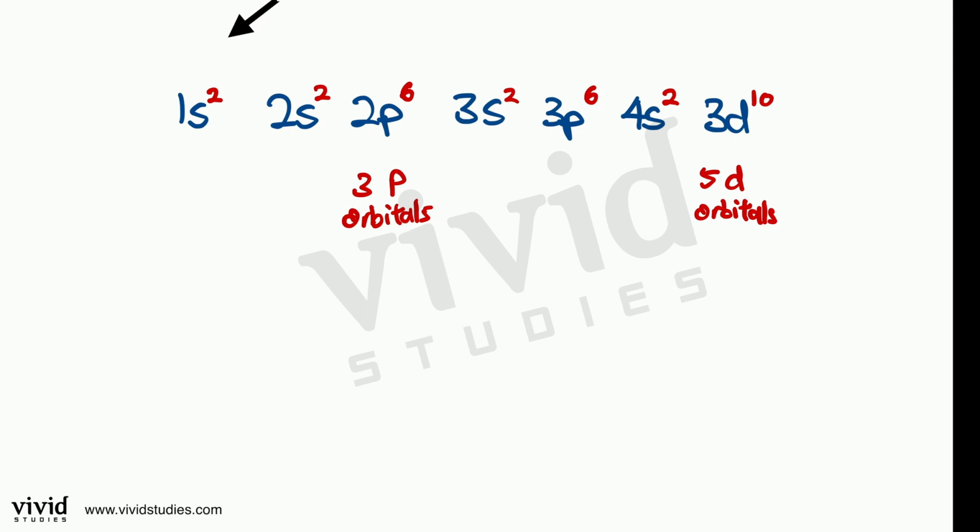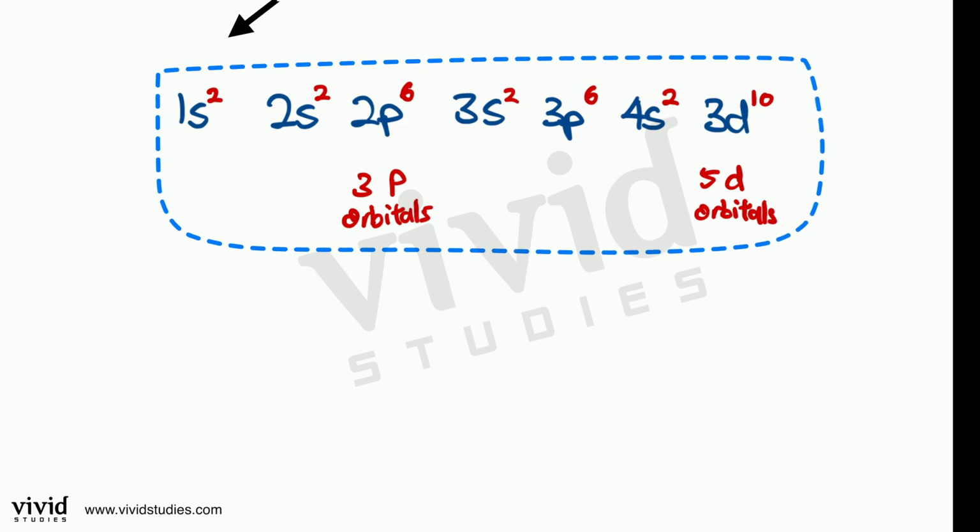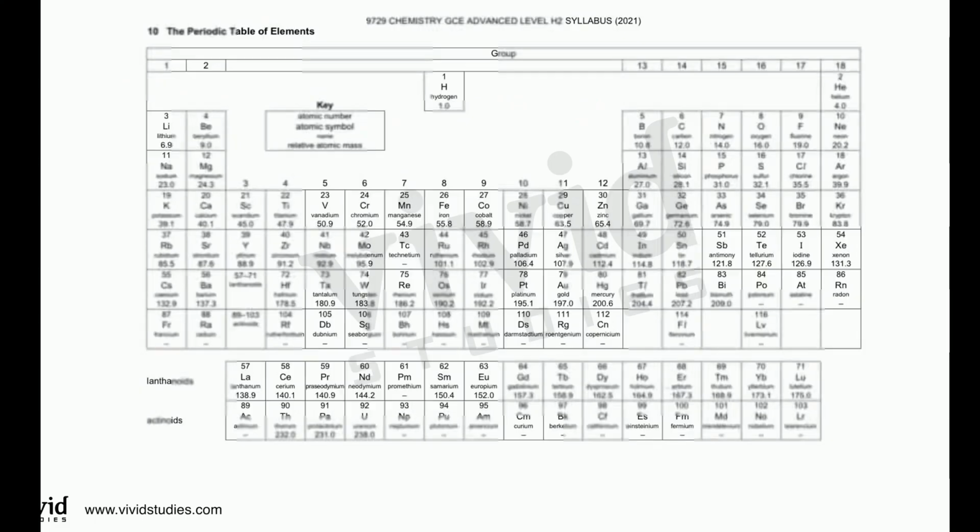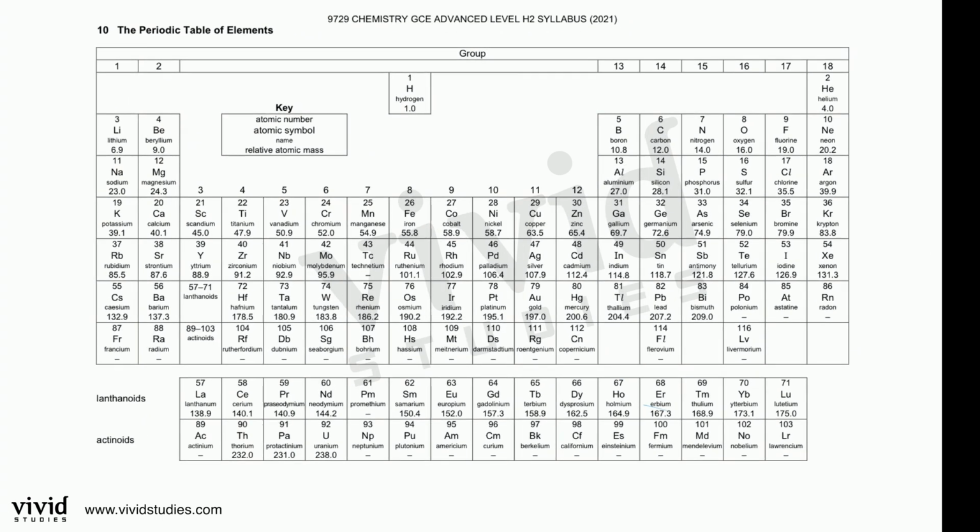So we're going to take note of this, and we're going to use this when we are filling up the electronic configuration of all the other elements. I'm just going to make a little copy of this here, and we'll move over to the periodic table. Let's take a look at how the periodic table is actually arranged.